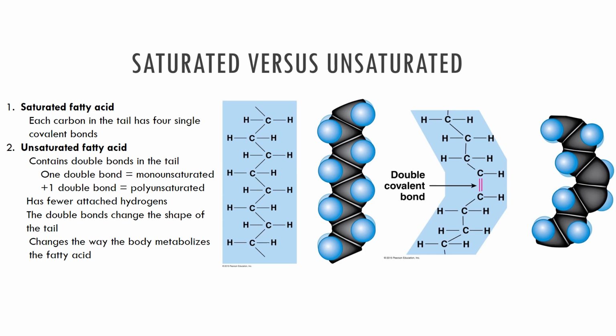Unsaturated fatty acids are generally liquid at room temperature, and they have one or more double bonds between the carbon atoms. Your plant oils, like olive oil, are unsaturated.